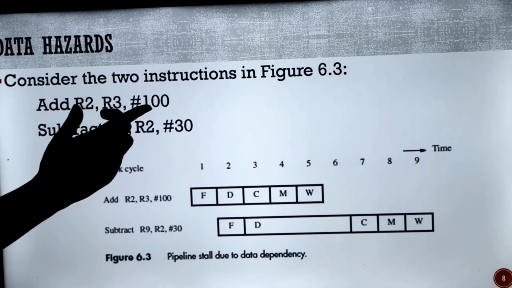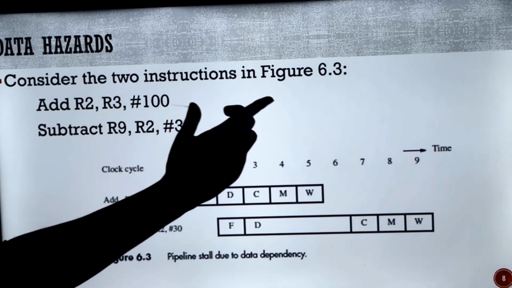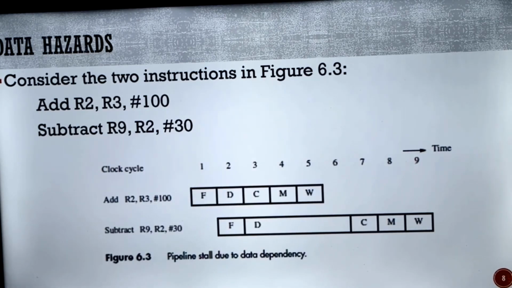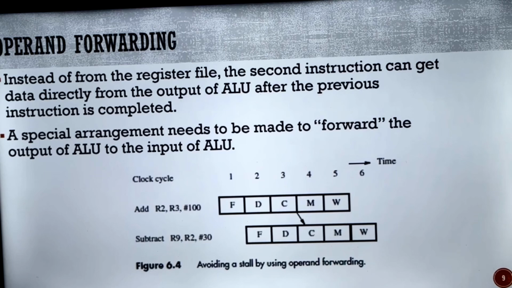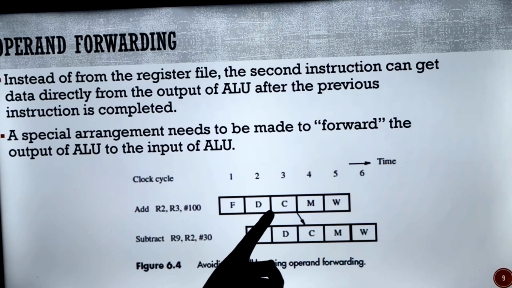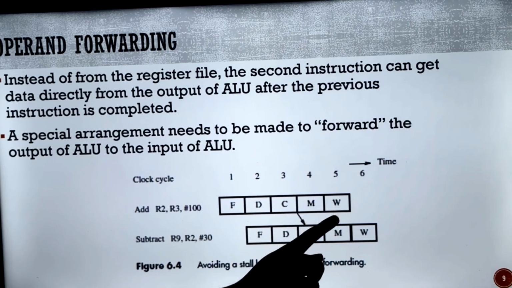Forget about this small program. Your instruction may contain very big information and you might have to wait for the whole day to get the updated value. So it's a big issue. Is there any other way to solve these issues? Yes, we have one alternate solution. What is the alternate solution? See, what are the stages I have? Fetching, decoding, computing, memory and write.